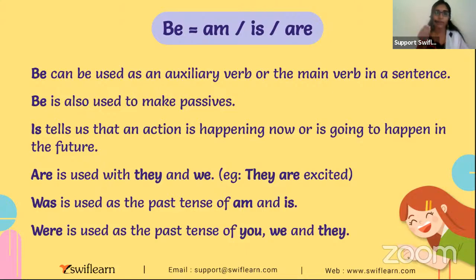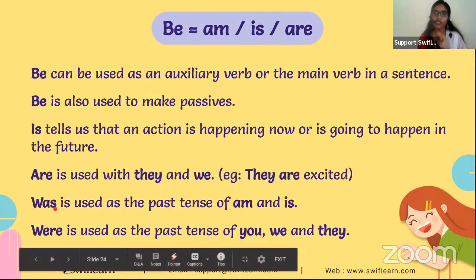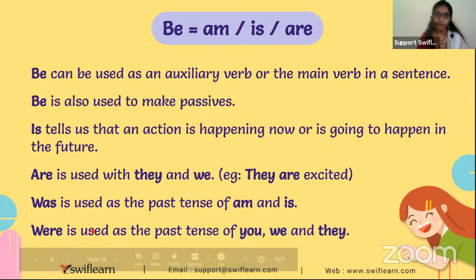I again repeat, be can be used as an auxiliary verb and also as the main verb. It is also used to make the passive voices, especially. The second one, is, tells us that an action is happening now, in the present. And are is used with they and we, for two or more persons. Was is used in the past singular, and were is used in the past plural, like you, we, and they. Fine. This is clear.